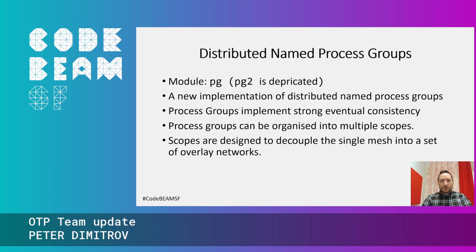The pg module, or process groups, implements strong eventual consistency, unlike pg2, which provides strong ordering guarantees. In process groups, the membership view may temporarily diverge. Process groups can be organized into multiple scopes. The scopes are completely independent of each other. A process may join any number of groups in any number of scopes.